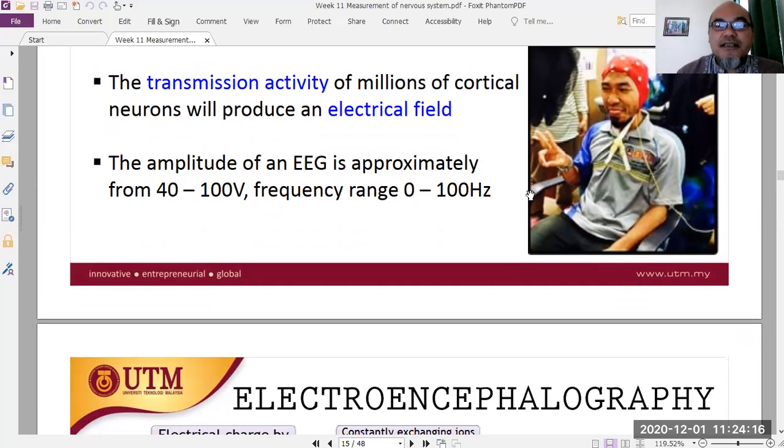Because in EEG, you really need to have a good amplifier compared to ECG, for example. EEG is weaker in terms of signal compared to EMG, let alone compared to ECG.